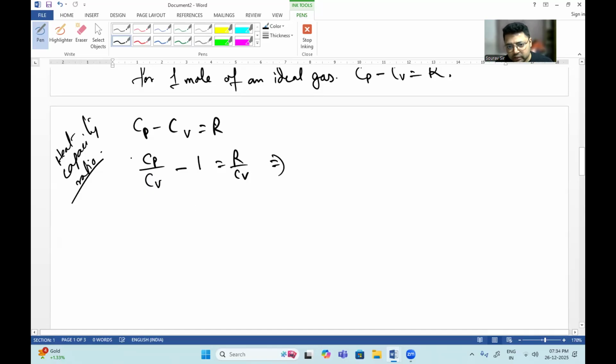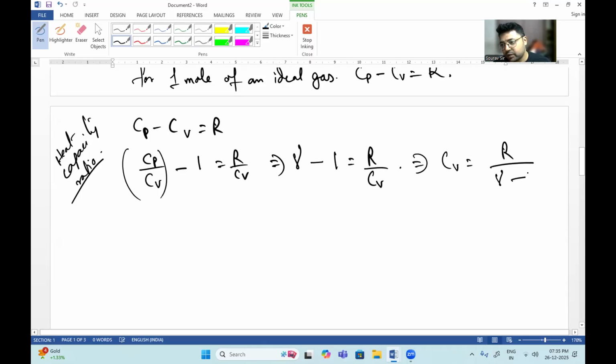Now, this Cp by Cv is actually the heat capacity ratio and will be regarded as gamma. So gamma minus 1 equals R over Cv. In other words, Cv can be written as R over gamma minus 1. This we can write.